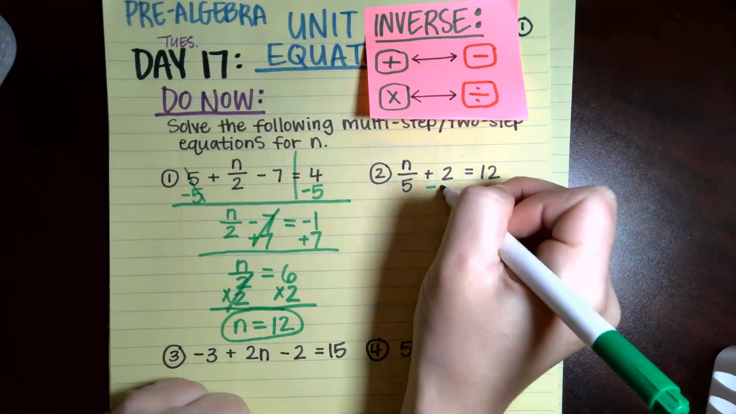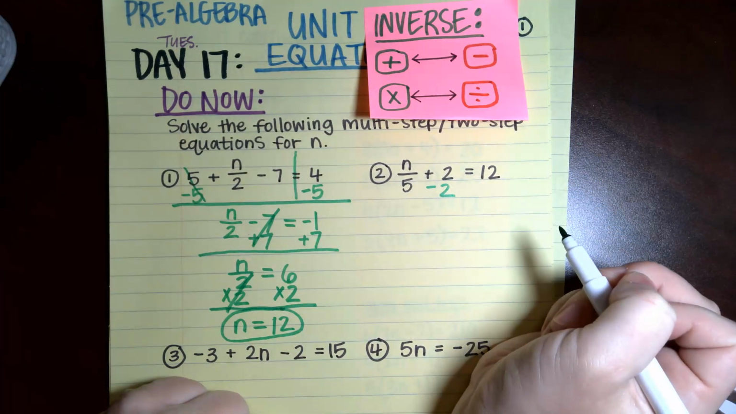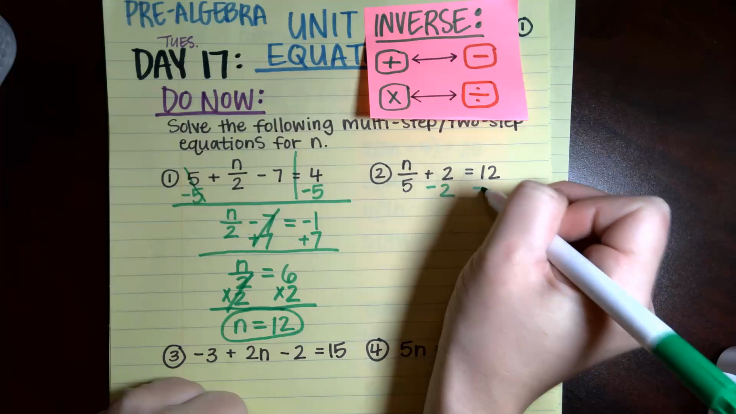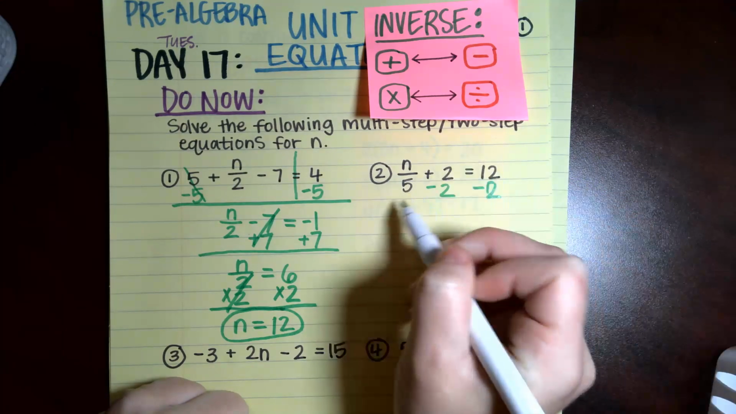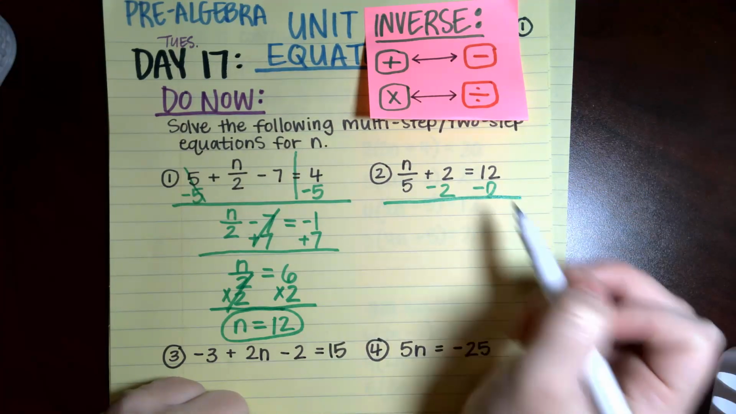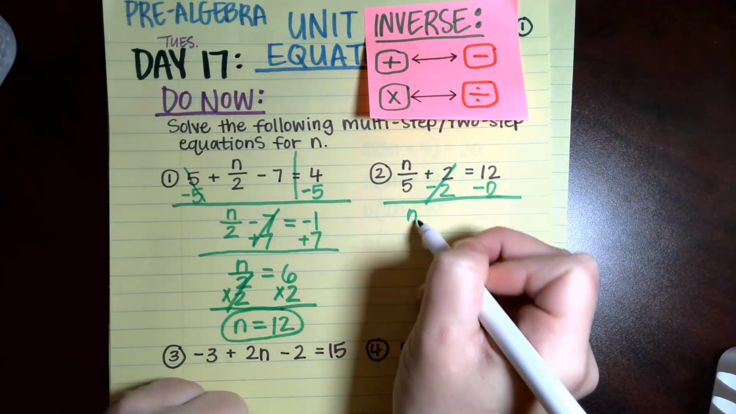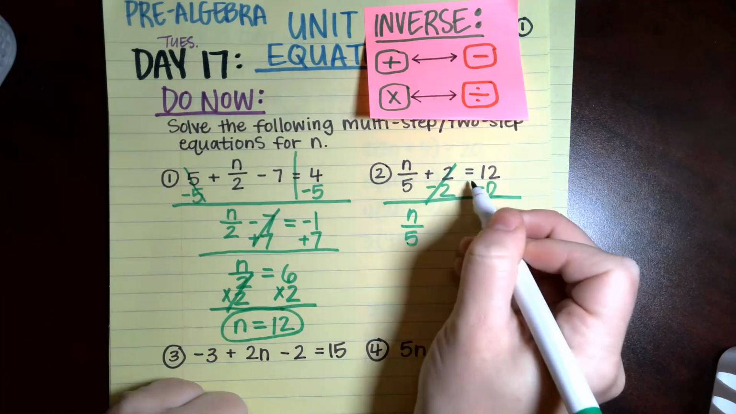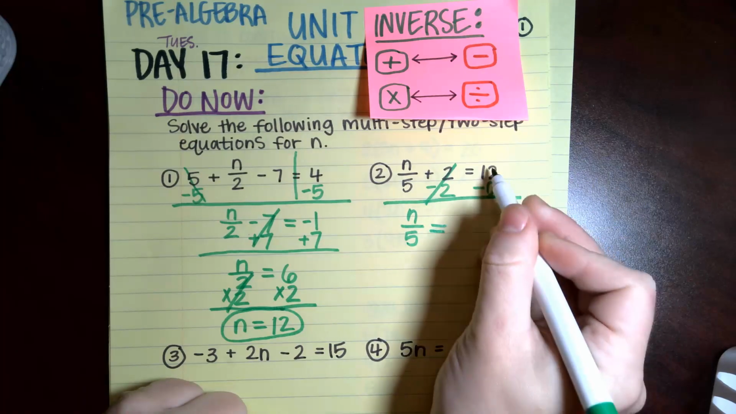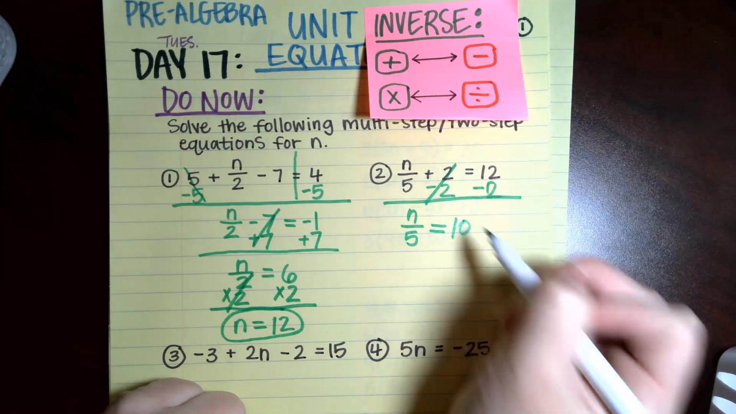Minus 2, absolutely. And where else do I need to take away 2? On the 12, the other side of the equal sign. I almost wrote minus 12. All right, my 2's cancel. I still have n divided by 5 on this side. Bring down my equal. 12 minus 2 is 10.